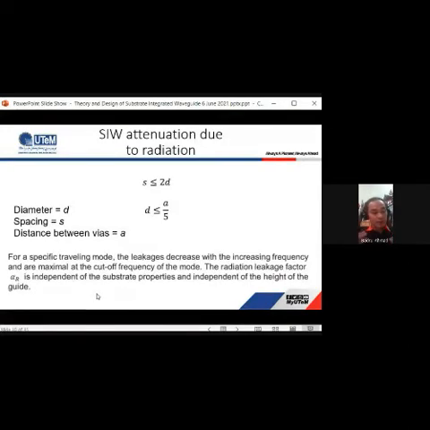Okay, and the spacing of the vias has to remain small compared with the diameter, while the diameter must be small compared to the waveguide width to keep the radiation losses reasonably small. The recommended values are given by the condition of the SIW formula: S less or equal to 2D, and also D is less or equal to A/5. Okay, next.